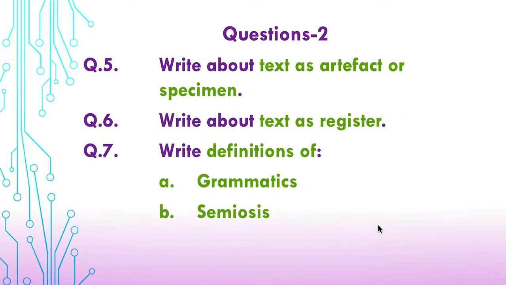Move on to the next. Questions type 2. Question number 5. Write about text as artifact or specimen, as we talked about. Question number 6. Write about text as register. We have just finished talking about this. Question number 7. Write definitions of grammatics and semiosis.